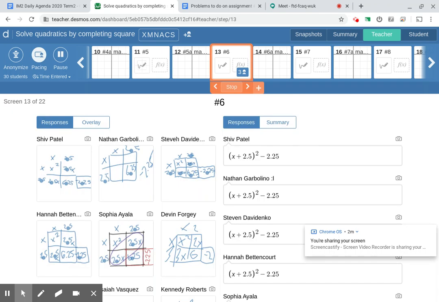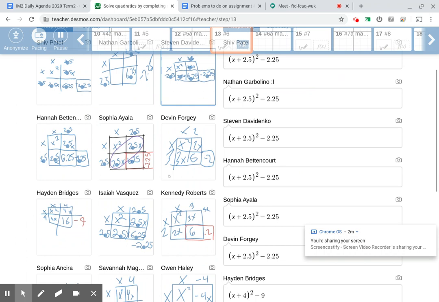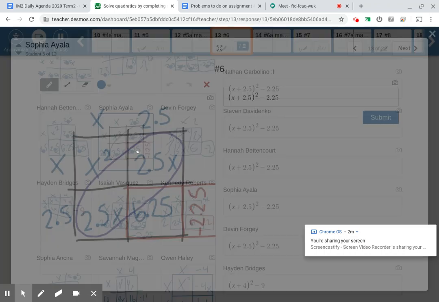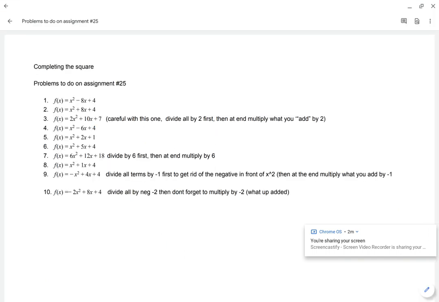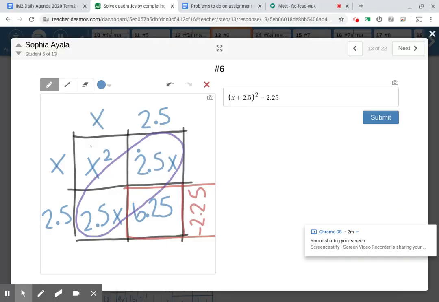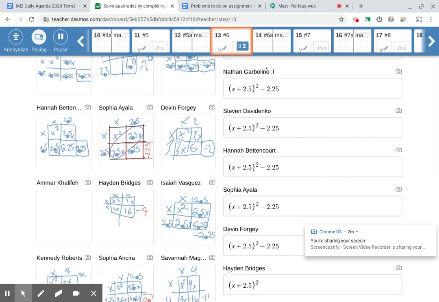Okay, so let's see. Look at Sophia's because she does the coloring. So we cut 5 in half, which would be 2.5. We squared 2.5. We got 6.25. 6.25 was supposed to be 4, so we're going to subtract 2.25. That would be your y vertex. Perfect. Good job. All right. Any questions on this one?